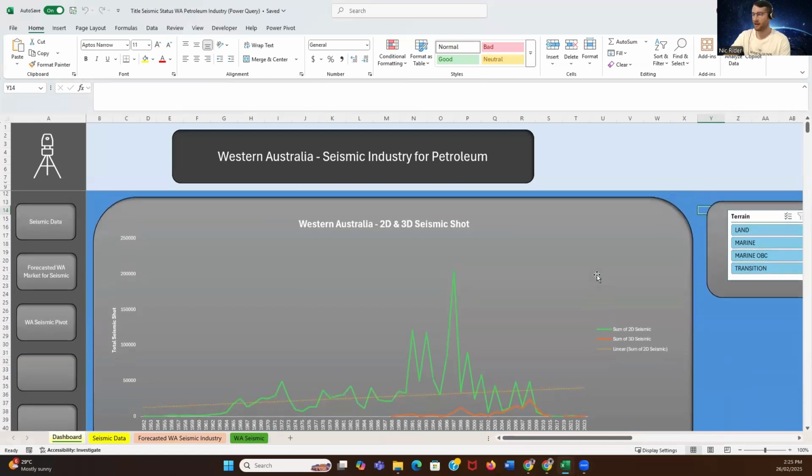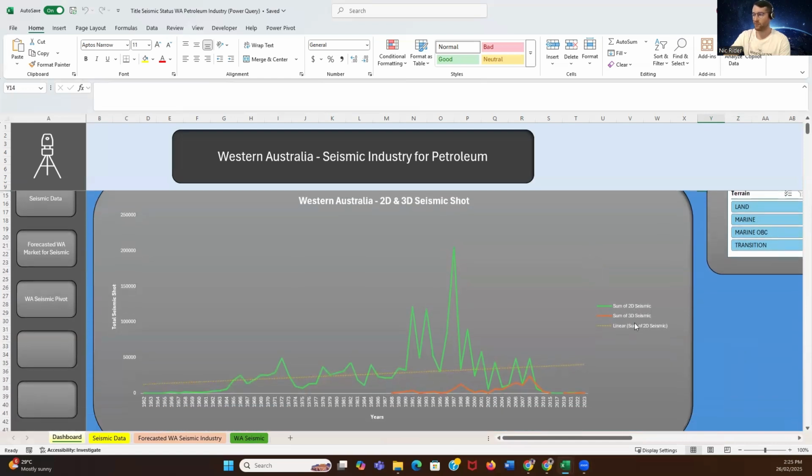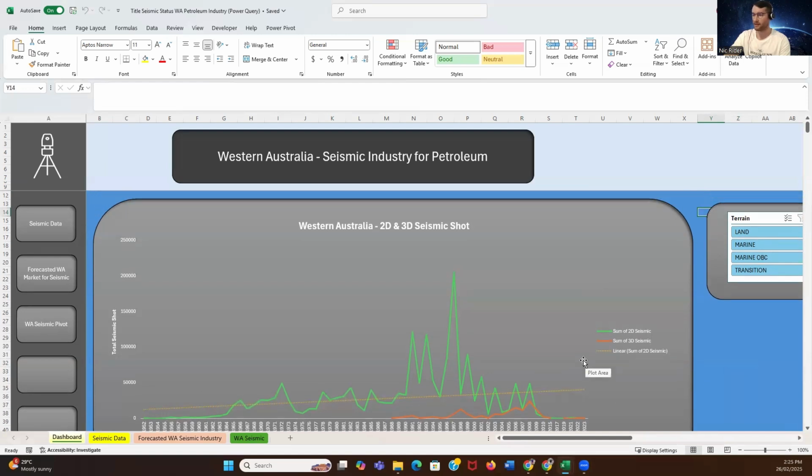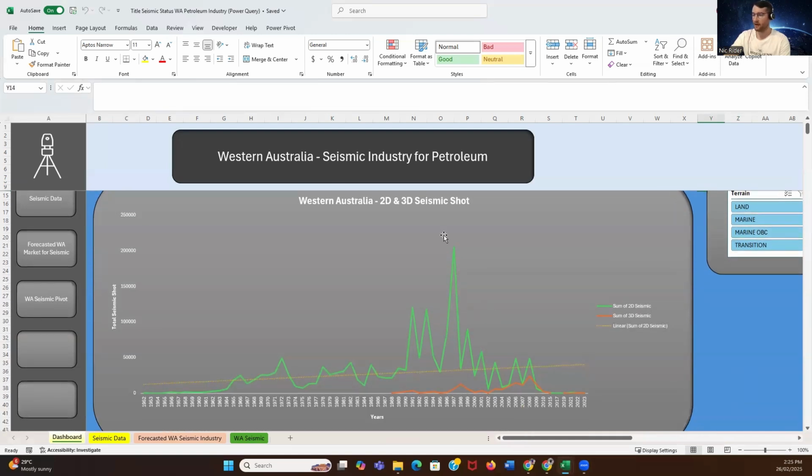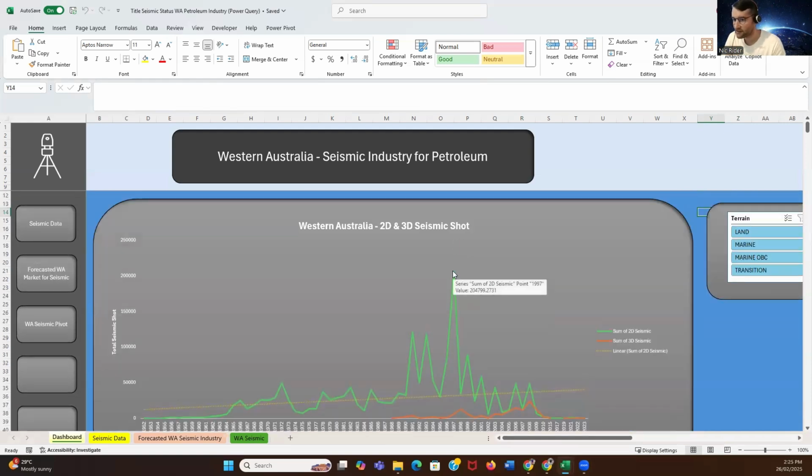So you can see here in Western Australia, 2D and 3D seismic, or 2D seismic, has trended up since 1962 to 2023, because that's the period that the data's in here, with the year of 1997 being the highest, where there was 204,799 kilometers shot within that particular year for seismic.